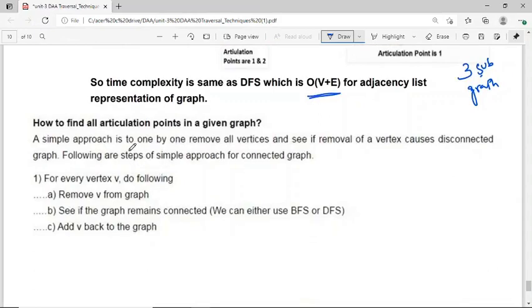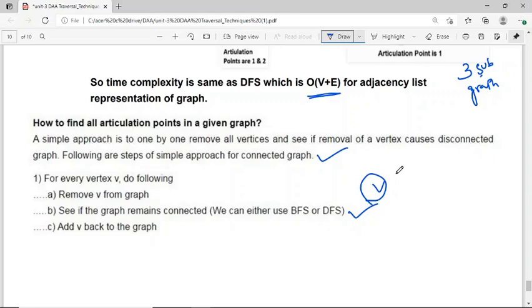A simple approach is to remove all vertices one by one and see if removal of a vertex causes a disconnected graph. Following are the steps of the simple approach for a connected graph. For every vertex V, do the following. Remove V from the graph. First you need to remove the vertex. See if the graph remains connected. We can either use BFS or DFS. You can try any depth first search or breadth first search.